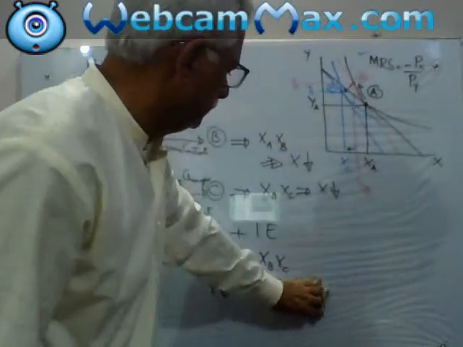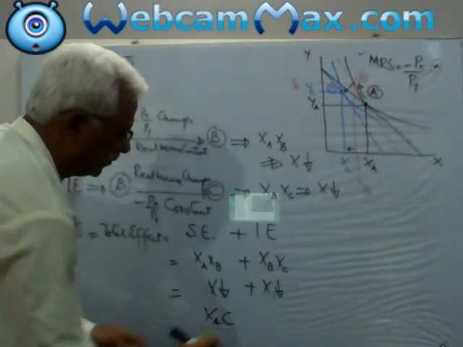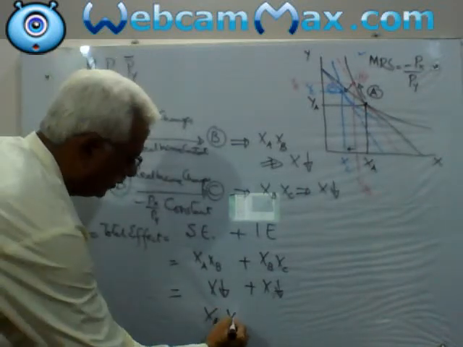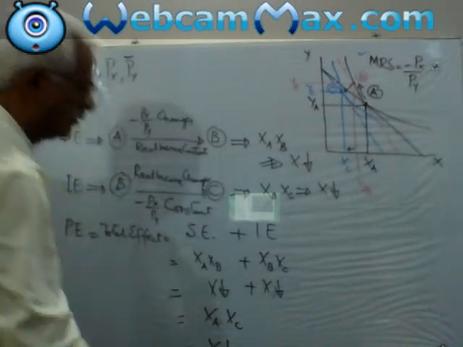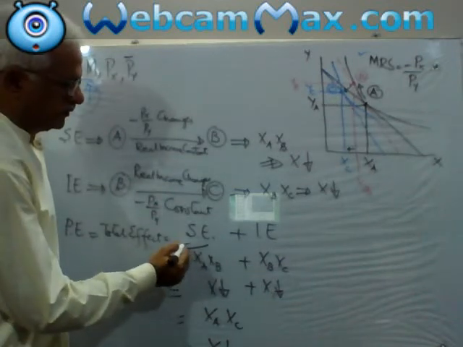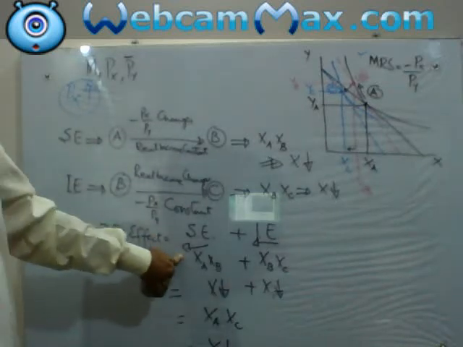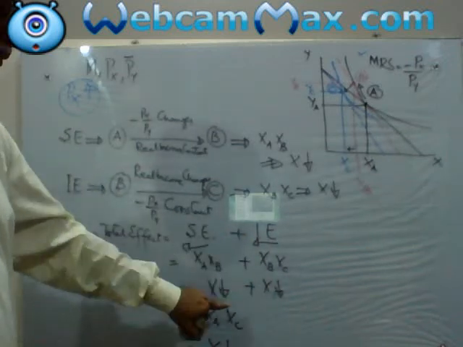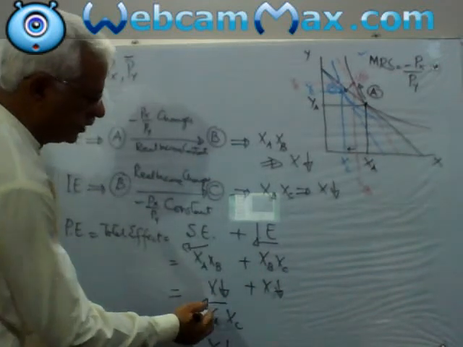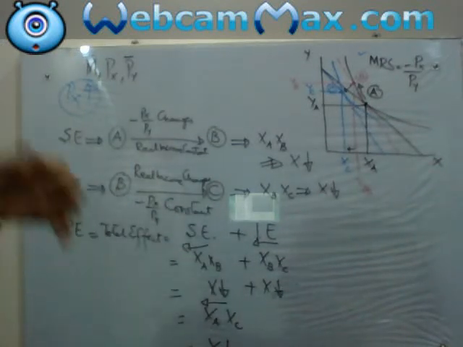So in this case, when the price of X is rising, X reduces from XA to XB, and XB to XC, and overall X reduces from XA to XC. The arrow sign shows the reduction.